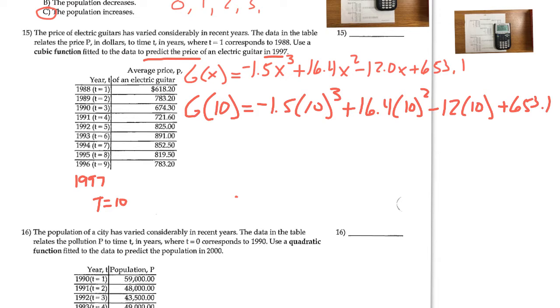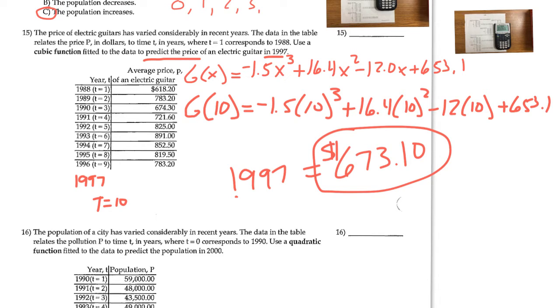Negative 1.5 times 10 to the third plus 16.4 times 10 to the second minus 12 times 10 plus 653.1, and get that the price of a guitar in 1997 is $673.10.